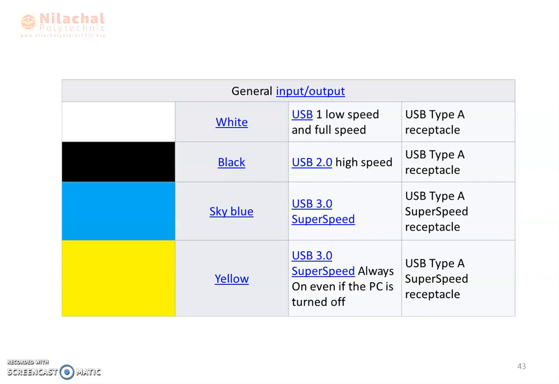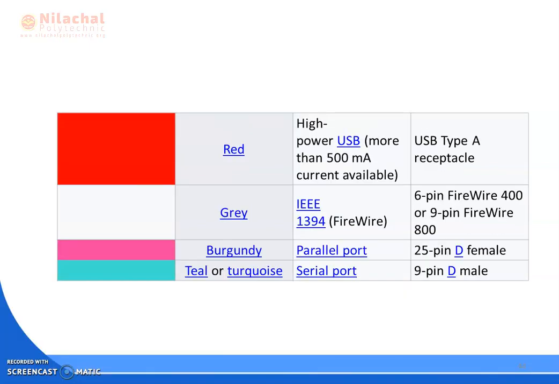Next is USB 3.0 super speed which is always on even if the PC is turned off. This is of yellow color. Next is the red color high power USB, in which more than 500 milliamps of current is available. Next comes a gray color FireWire.